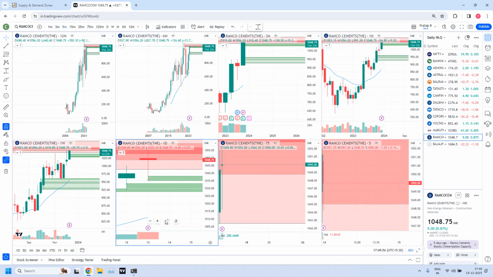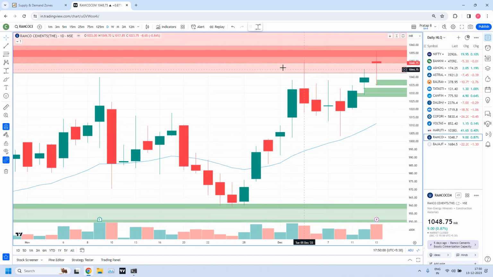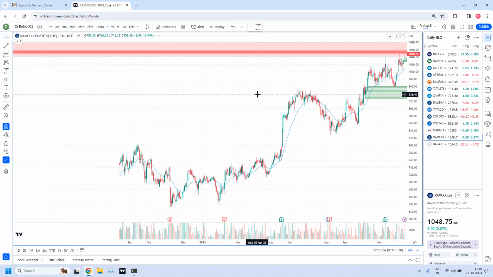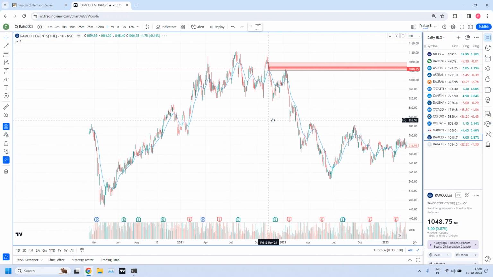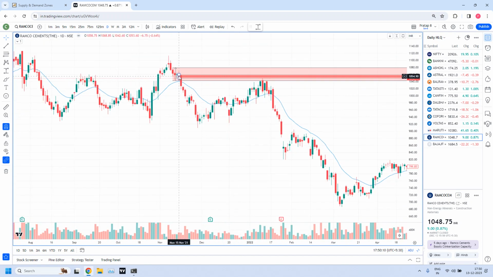This is a daily zone. We've been waiting for prices to enter into this zone for a long time because this zone is a very old zone from 2021. This is from 15th November 21. This zone is there.